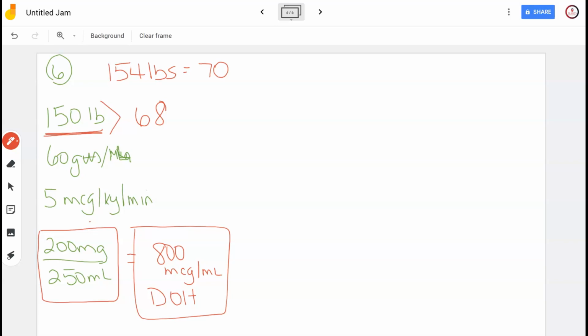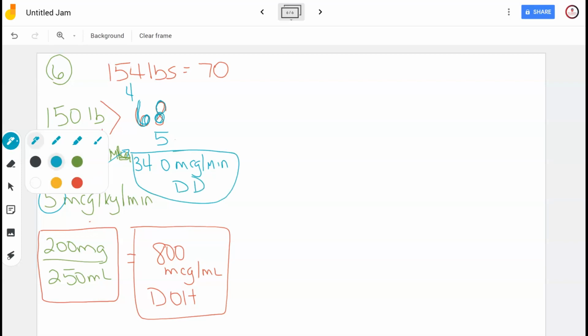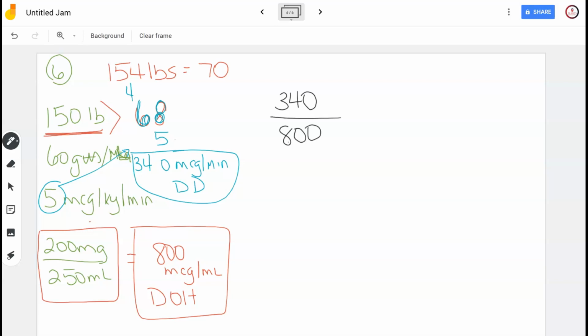So to find out your desired dose, you're going to use 68 times your 5 mics, which works out to 5 times 8 is 40. That's 5 times 6 is 30 plus 4 is 34. So this is your desired dose. Plug everything into your formula. 340, your desired dose. 800 is your dose on hand, times 60.